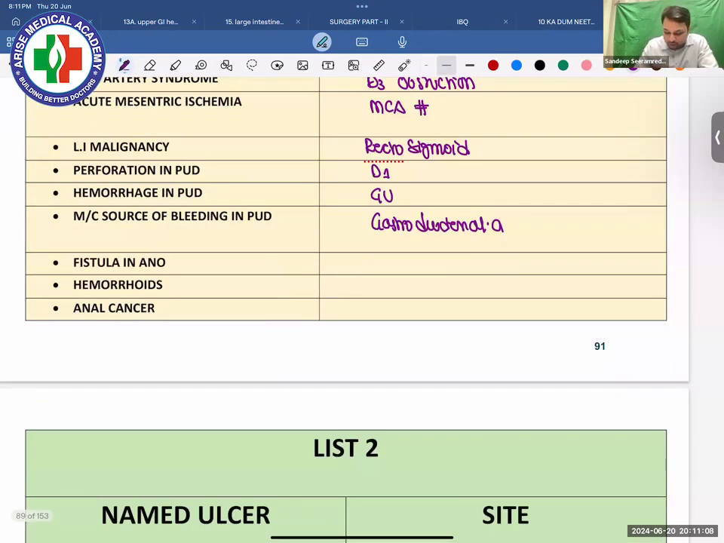The fistula, I know what is the most common type. It is the intersphincteric type. Hemorrhoids, most common is your internal primary hemorrhoids. Anal cancer, it is most commonly below the dentate line.